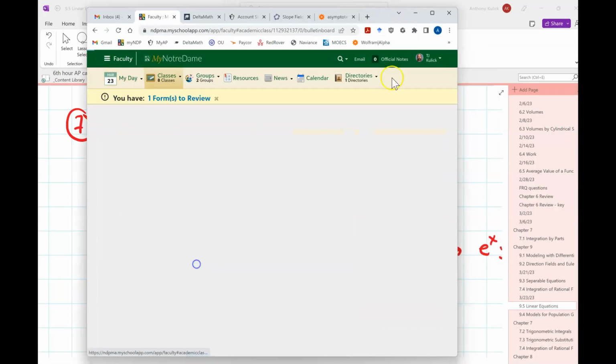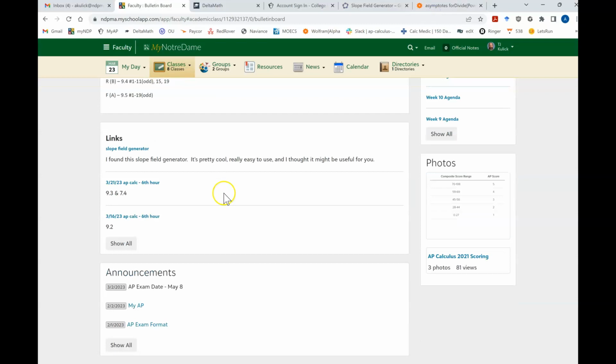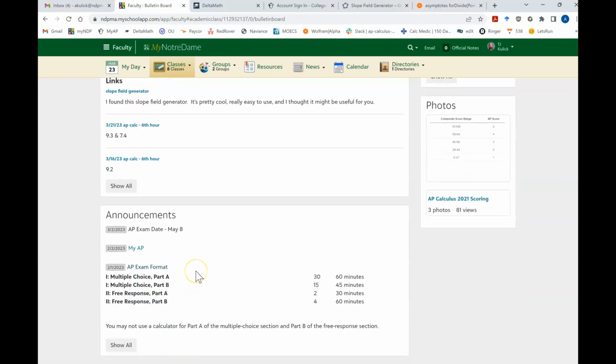And just a reminder for you guys, the exam format is 60 minutes of 30 questions that are no calculator, then 15 questions for 45 minutes of multiple choice that are calculator. Then you have 30 minutes of calculator for 2 free response questions, and 60 minutes of no calculator for 4 free responses.